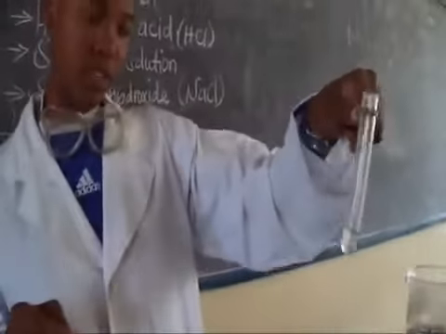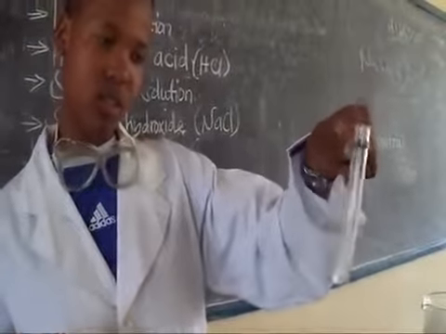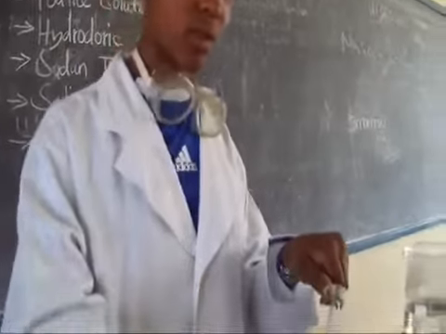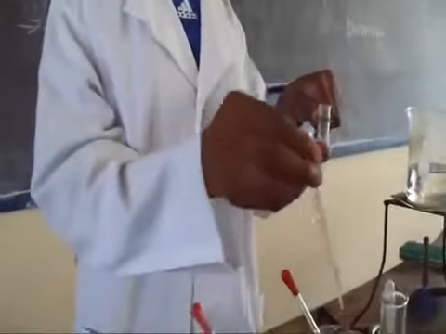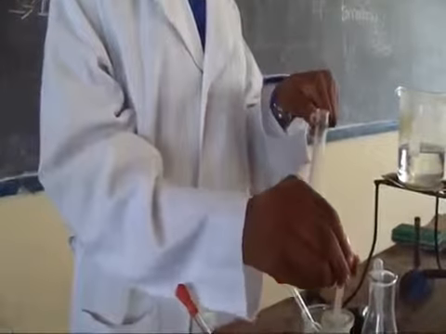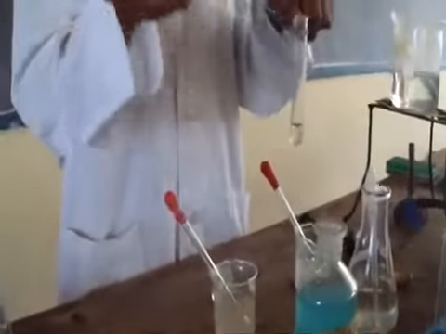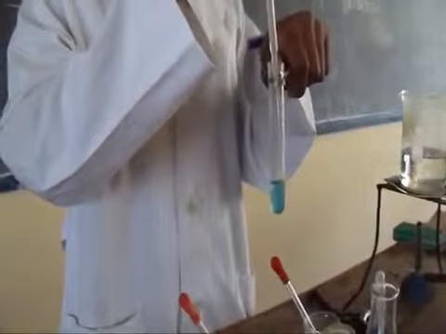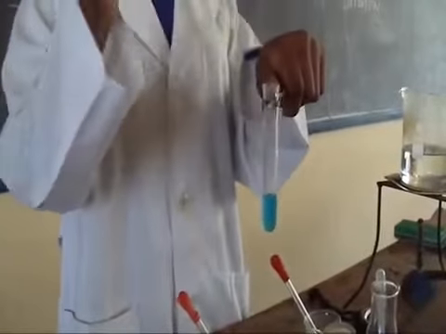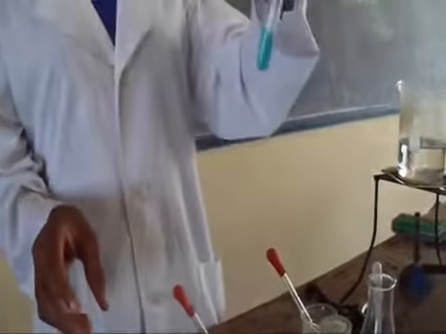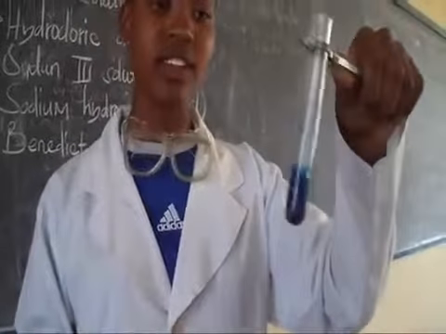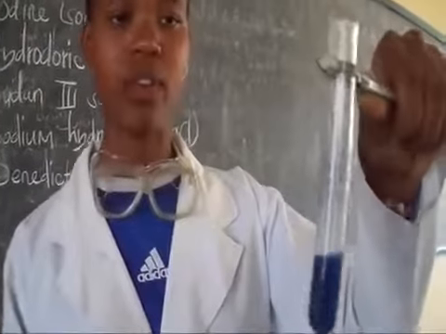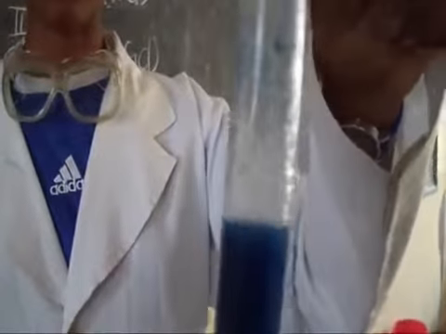We shake it a bit. Then we are going to add 1 cc of copper sulfate. As we can see, the color has changed into purple. This shows that the food sample contains protein.